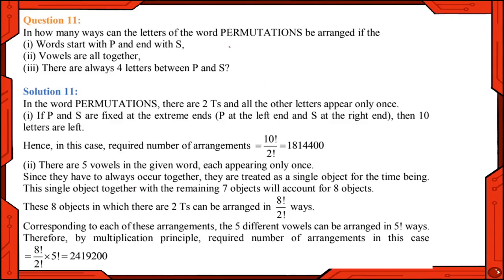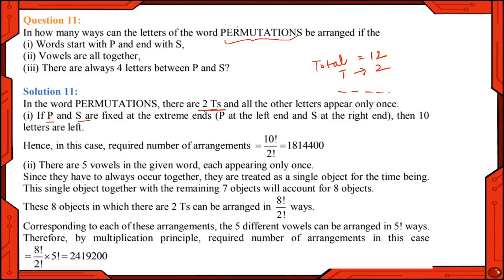Question number 11. Now the word is given as permutations. We have to arrange it if the word starts with P and ends with S. How many total letters are there? First of all, 1, 2, 3, 4, 5, 6, 7, 8, 9, 10, 11, 12. 12 total letters are there, right? And here T is coming 2 times and the other letters appear only once. Okay, so if P and S are fixed, right, total letters are 12.